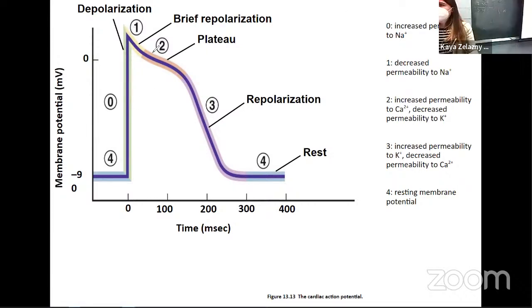So then we start to have this slope down, and this part looks a little different than we've seen before as well. So we start to have a brief repolarization first in this phase 1. So what's happening here is that those sodium channels are closing, right? So we start to repolarize, but then our calcium decides, never mind, I do need to play a role in this, right? So here in phase 2, we have increased permeability to calcium.